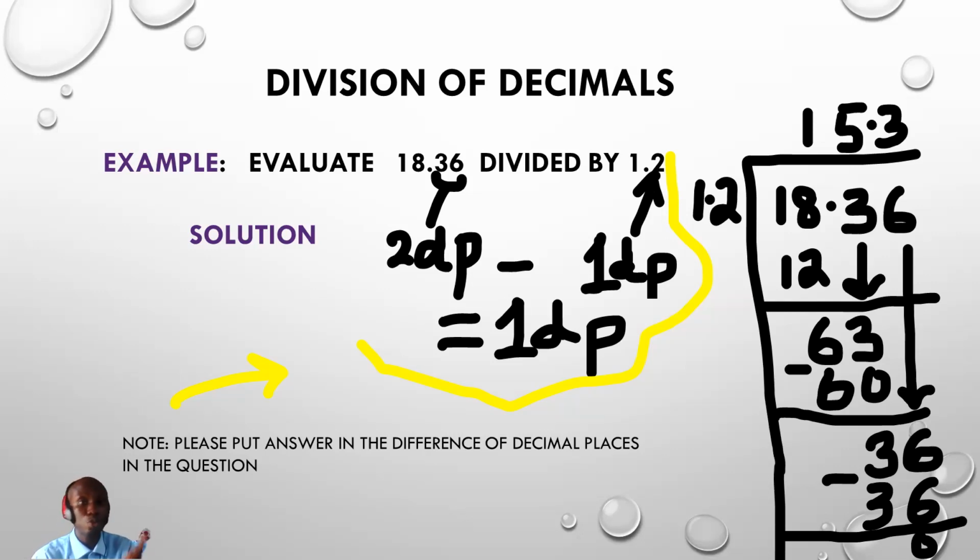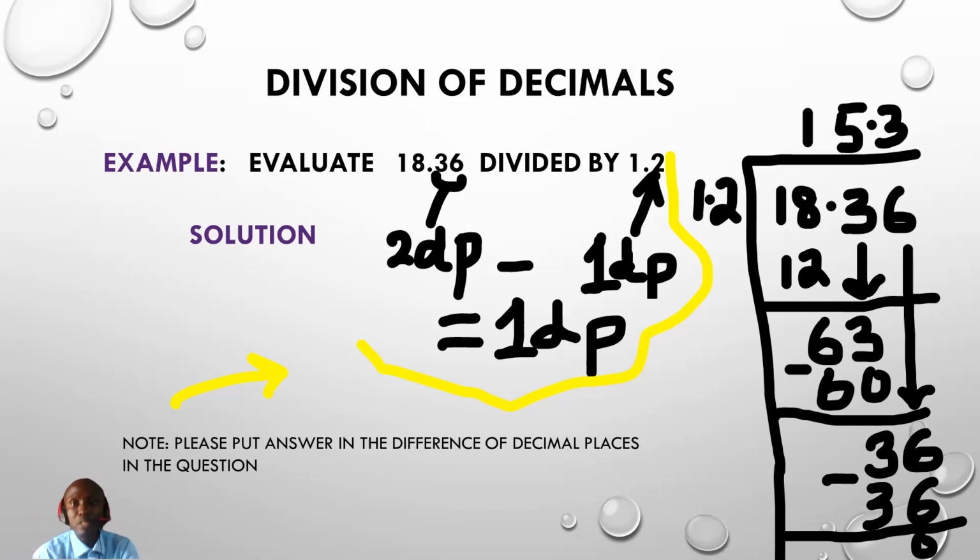Okay, so now because it's division, you subtract. For multiplication, we added the decimal places, but for division of decimals, you subtract. That's why you can see we had 2 minus 1 giving us 1. So in our final answer, we should have our answer in 1 DP, in 1 decimal place. So don't forget that point. That point is very, very important.